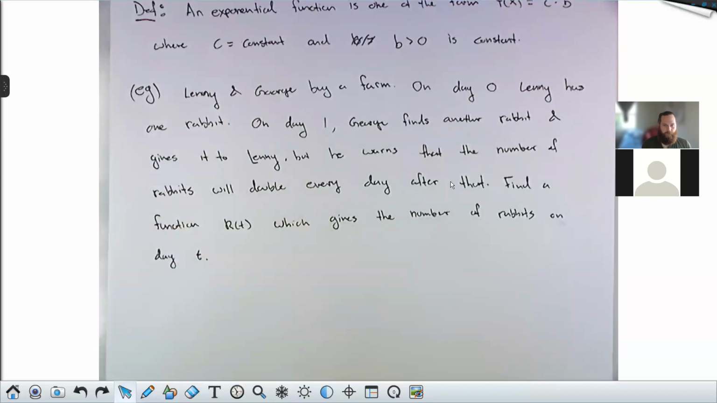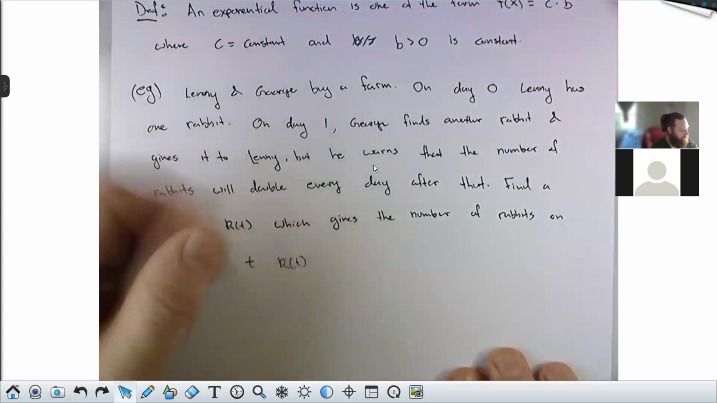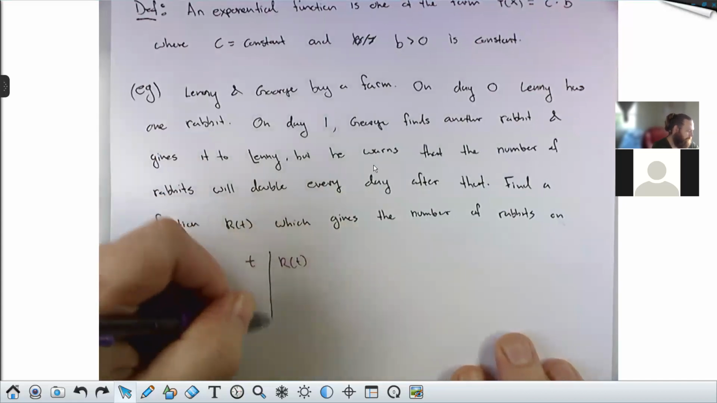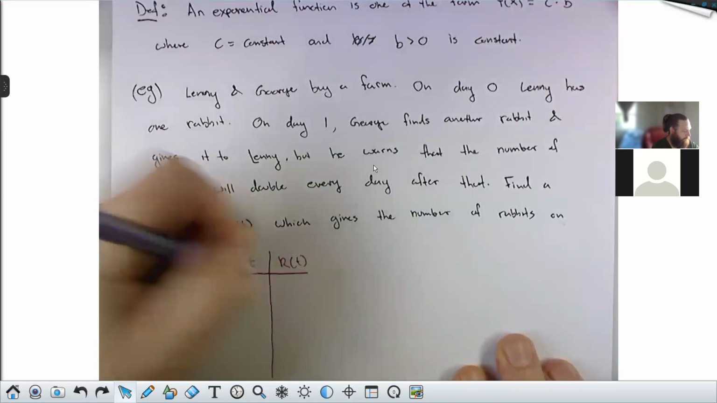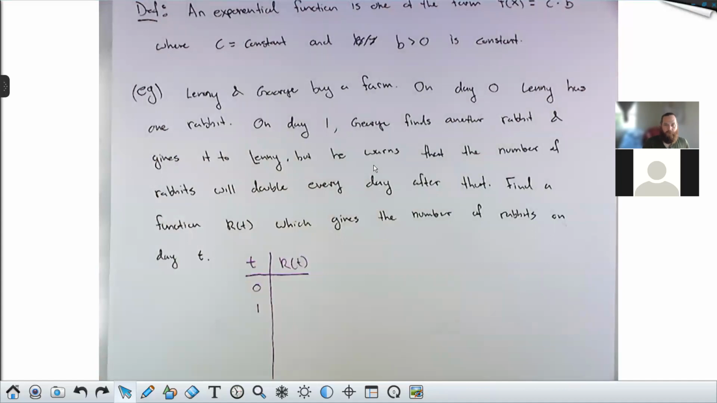What I'd like to do to find this function is to make a table, because we don't have a lot of information. I don't have anything here that's going to tell me how to write down a formula. But if we make a table, we can start looking for patterns. And then maybe if we find a nice pattern, we can get a formula for the function. So let's start with days 0 and 1, because we have the information about that. On day 0, the day these guys get the farm, Lenny has one rabbit. So R of 0 is 1.